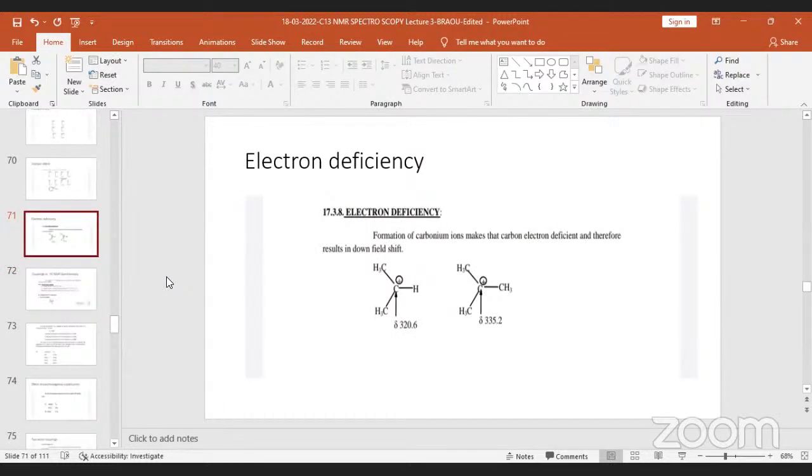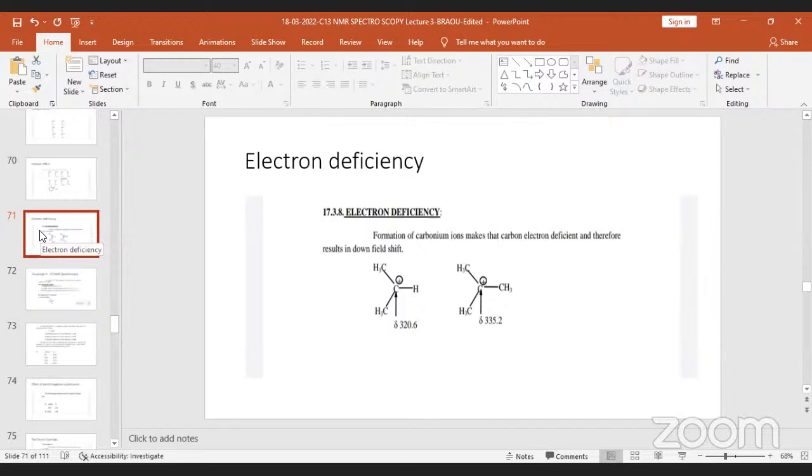Since time is nearing, what are the factors that affect the chemical shift of carbons? Hybridization. So sp3, sp2, and sp will have different chemical shift values. sp3 is upfield, towards the right side, nearer to TMS, sp is in between, and sp2 is towards the farther end from TMS. Okay, and electronegativity affects the chemical shift. The more the electronegativity, the more the downfield shift.